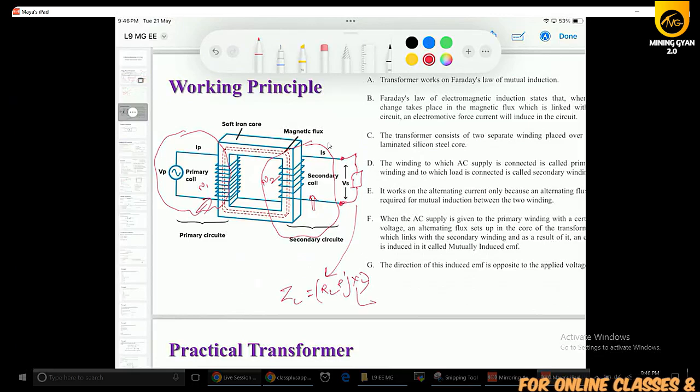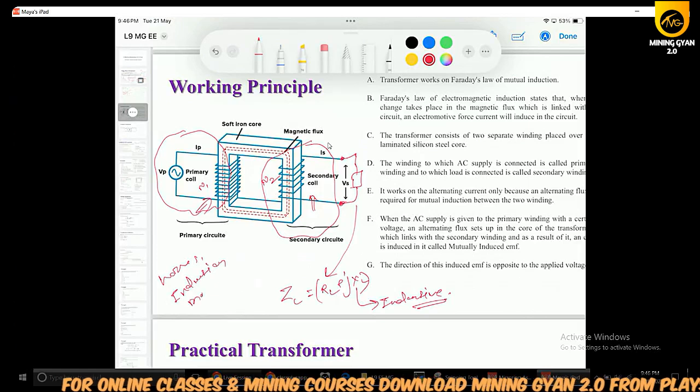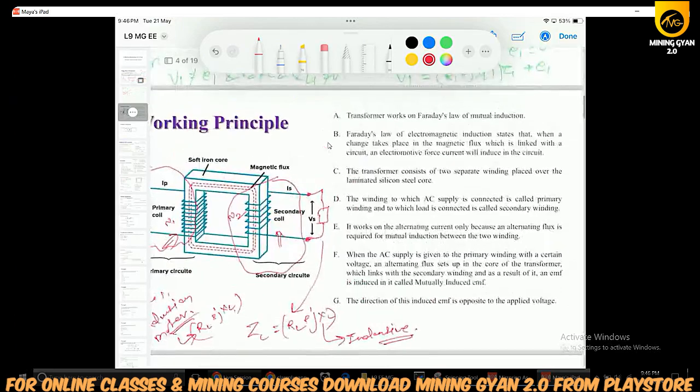Generally we prefer an inductive type load, because most of the loads are of inductive type. In our homes or in industries we use induction motors, which are of inductive type, and that's why most of the loads are inductive type, RL plus jXL. This is the common load.